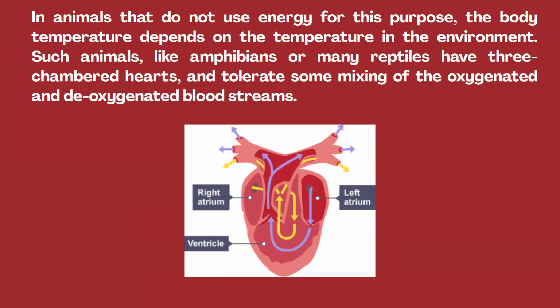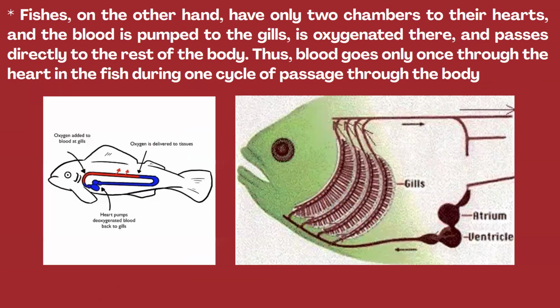Such animals like amphibians or many reptiles have three chamber hearts, and tolerate some mix of the oxygenated and the deoxygenated blood. The three chamber organisms are amphibians and the reptiles. So how can we see the three chambered heart? We can see two atria, left and right, and only one ventricle.